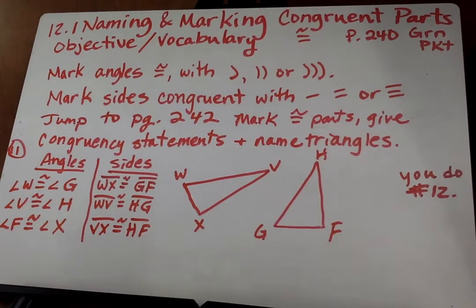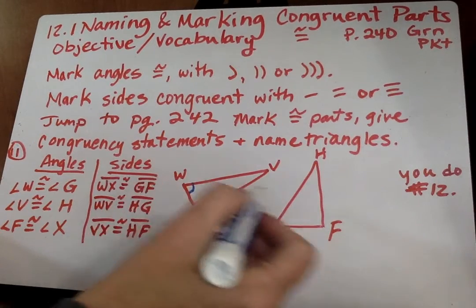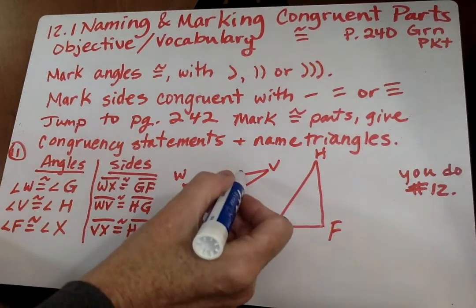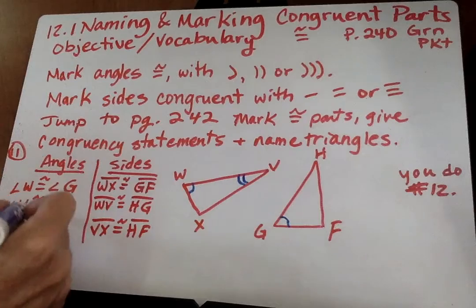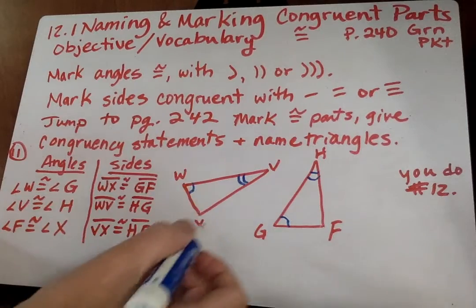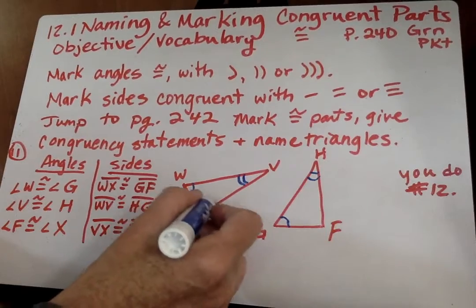This is number 11 on page 242. We have these two triangles, and it tells us which angles are congruent and what sides are congruent. Angle W is congruent to angle G. For the angles, again, they're arches. W, I'm going to put one arch there. G, one arch there. The next one, angle V, I'm going to have two arches there, is congruent to angle H, two arches there. Angle F is congruent to angle X. So we draw three arches there.